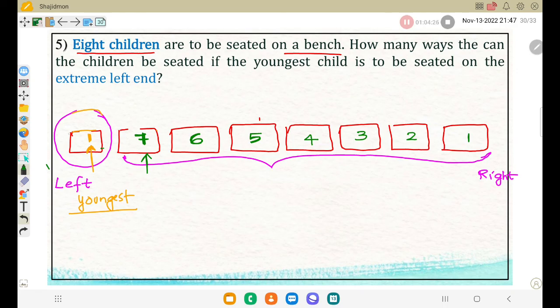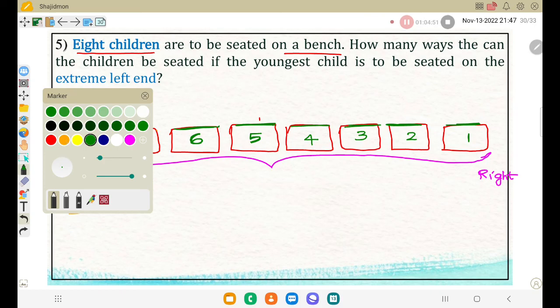Okay, for the first seat there is only one possibility, only the youngest child can sit here, so only one possibility I am choosing. On the other seats anybody can sit except this youngest child. Out of 8, 1 is seated here, so 7 can sit here, here 6 can be seated, this seat 5 can be seated, 4, 3, 2 and 1.